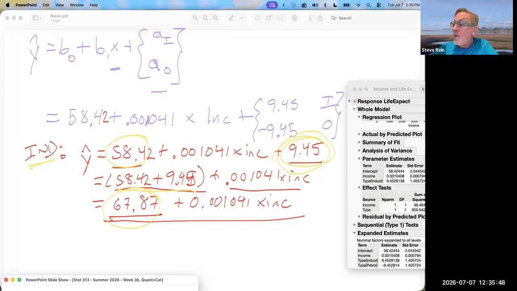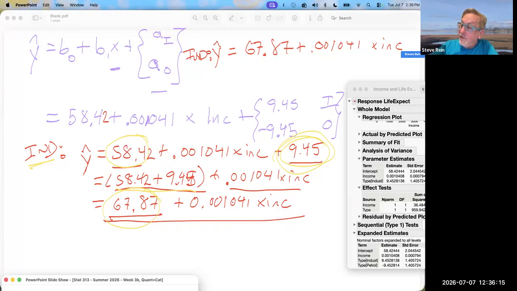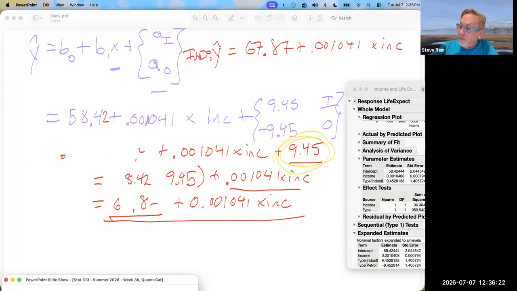I'm going to sort of erase some of the stuff in red. I'm going to maybe rewrite it up here, up top. Y hat for the industrialized countries, IND, Y hat is 67.87 plus 0.001041 times income. And I'm going to go back and redo this for the non-industrialized, for the OPEC countries, which means I want to get rid of all the red downstairs.